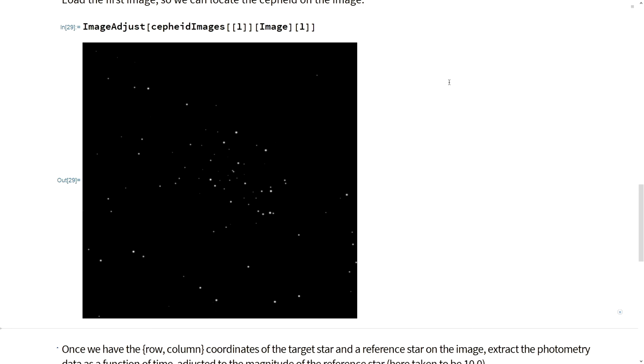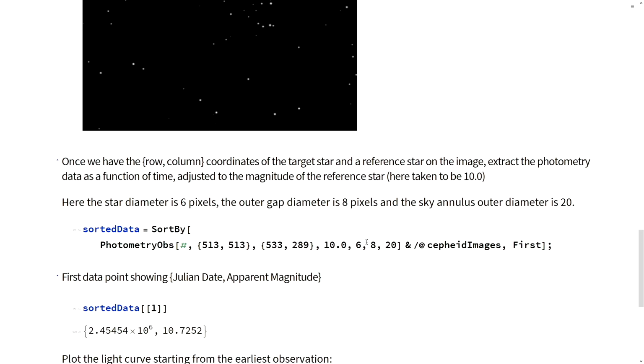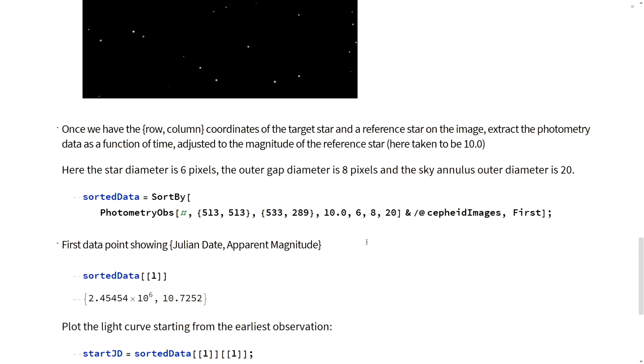And we can pick up the coordinates of this simply by clicking on it and using our coordinates tool to pick out the rows and columns of our target star and our reference star. So once we've got that, assuming the star fields are all well aligned, we can compute the photometry on each one of the images. And this will take a few seconds here.